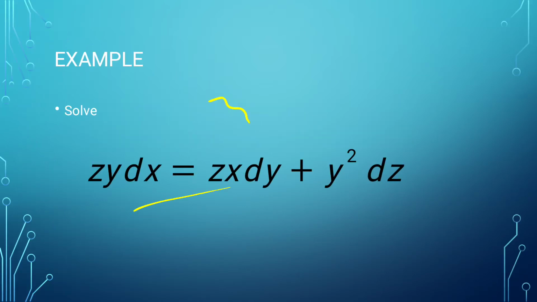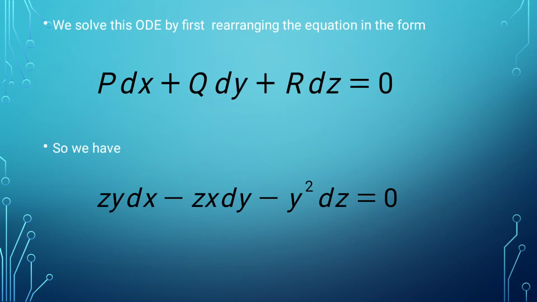So let's look at how we solve ordinary differential equations. In this case, we are going to solve zy dx equal to zx dy plus y squared dz. Sorry. If you have this kind of equation, remember we have to write it in the general form of an ODE.